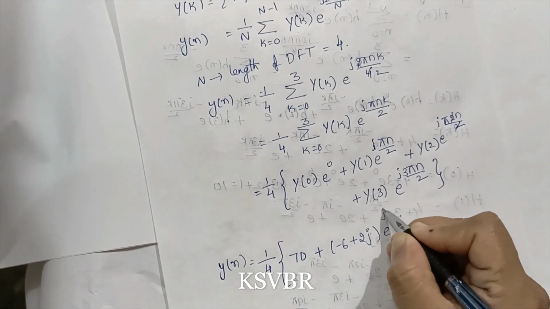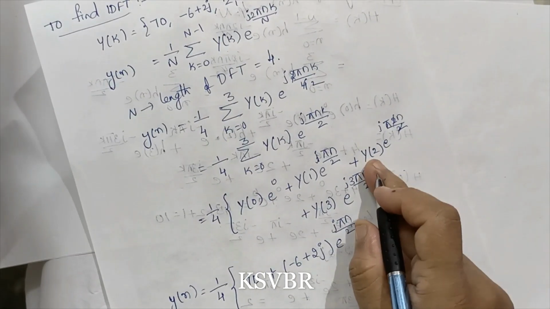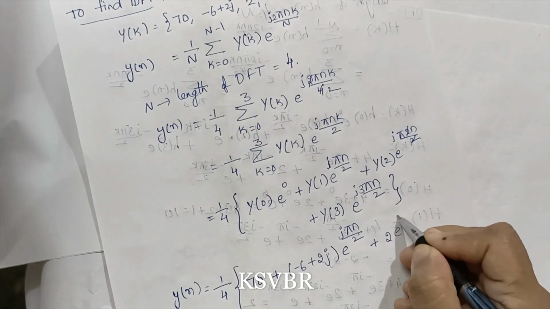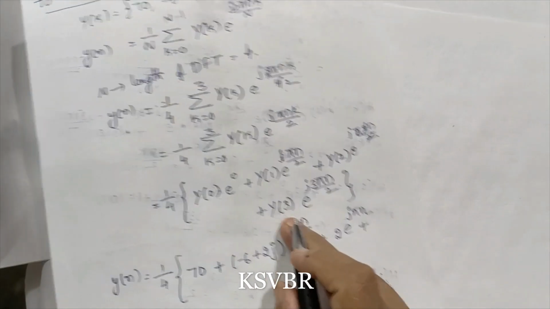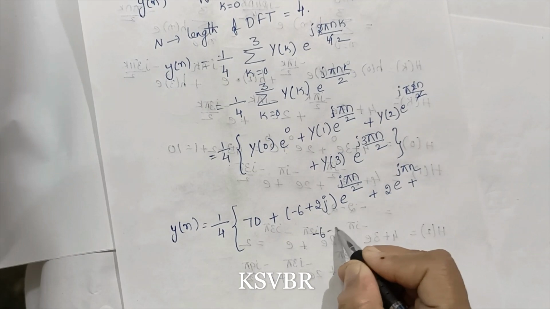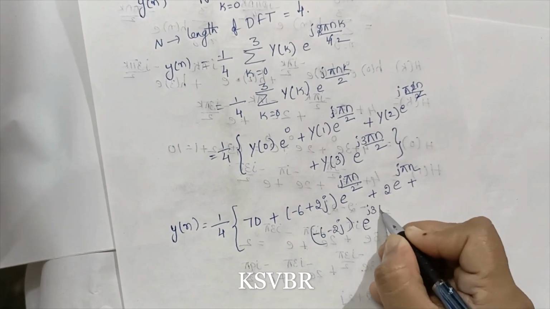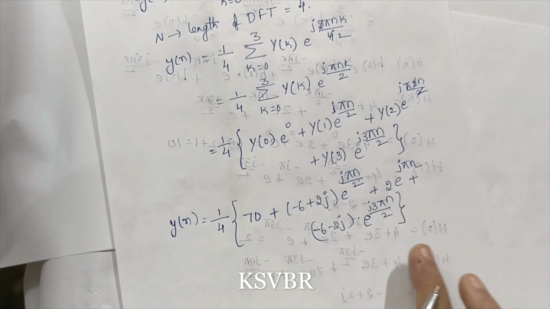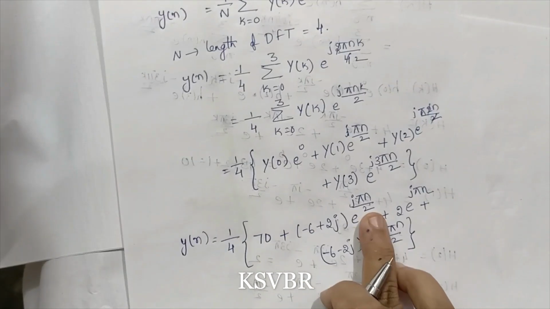plus Y(1), which is -6+2j, into e^(jπn/2) plus Y(2). The Y(2) value is 2 here, so 2 into e^(jπn) plus Y(3) value, which is -6-2j here, -6-2j into e^(j3πn/2). Okay, so this is the least possible expression that we can reduce in n terms.